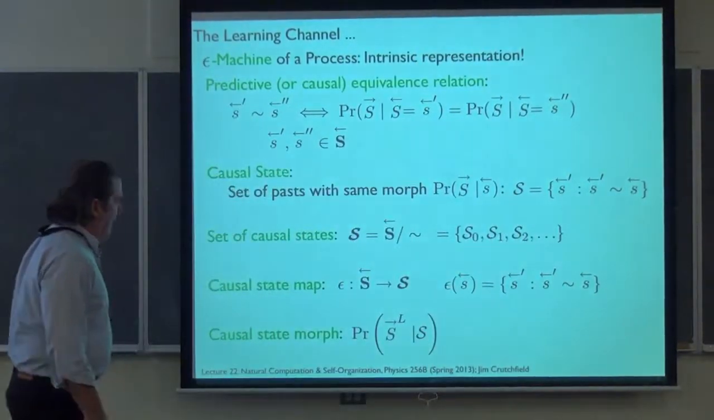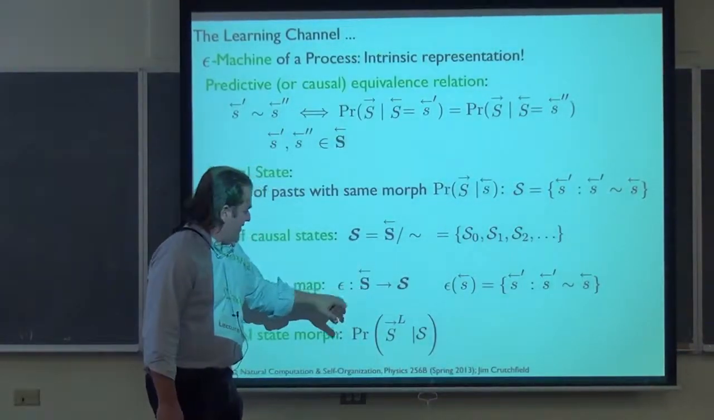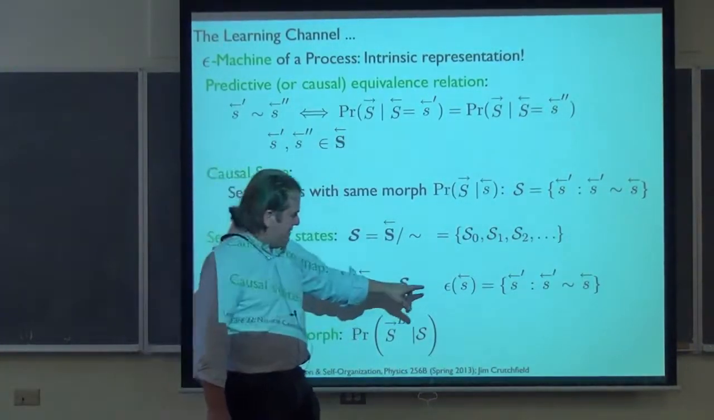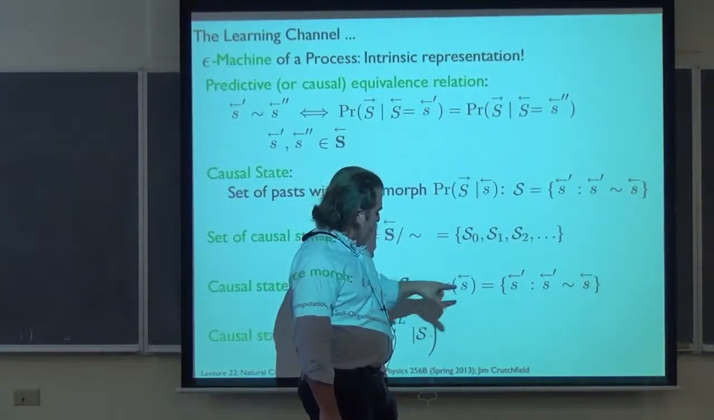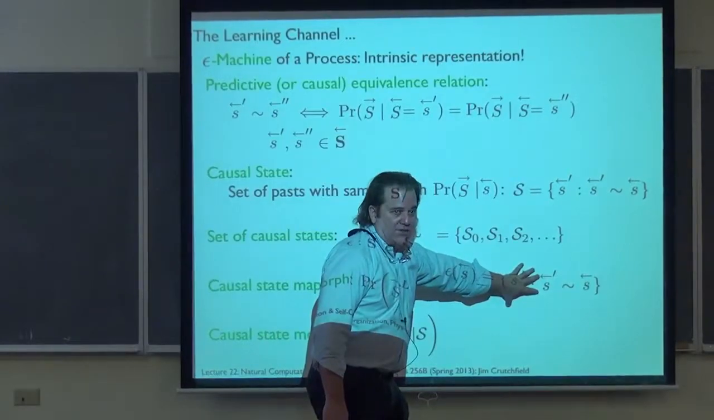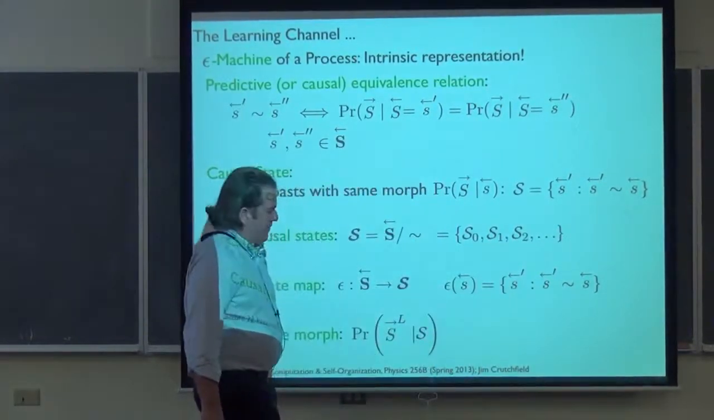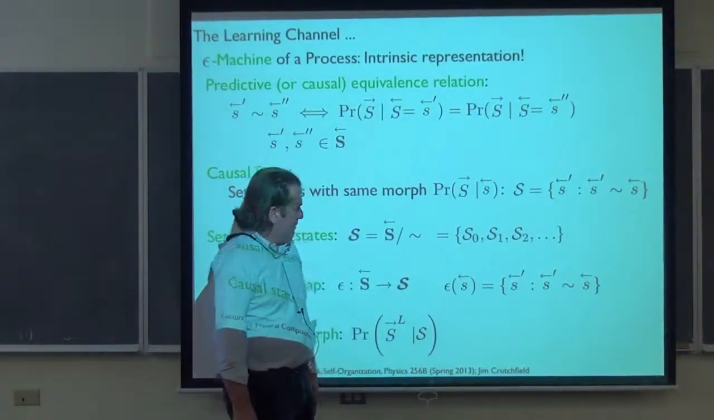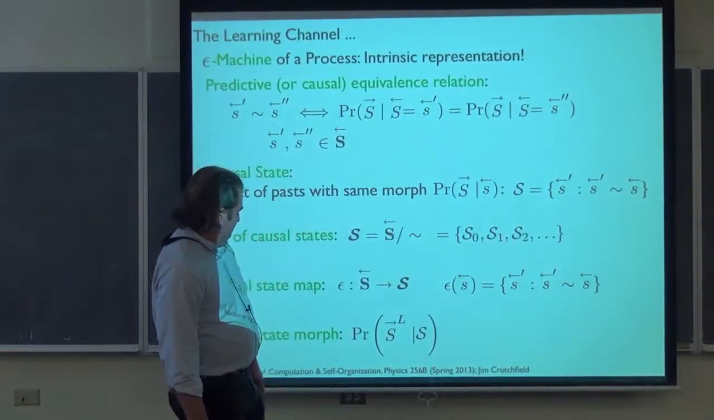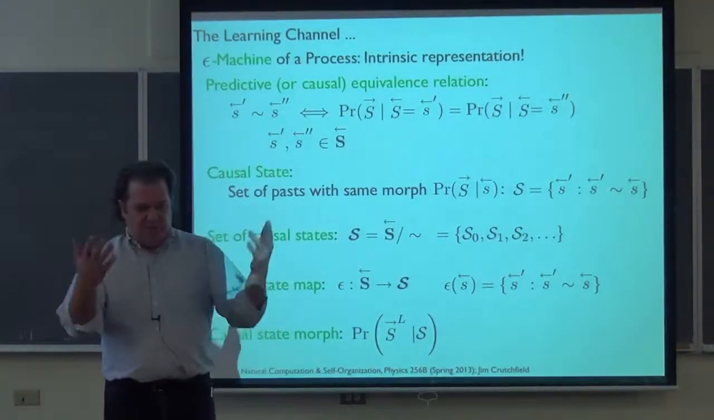There's another way to describe the induced partition over this space of pasts. That's with this epsilon map, and that's just a simple lookup function. When I plug in a particular history, it returns the set, or causal state, or if you like, the name, state 7. So we have a functional representation of this. And then, of course, attached to each state is some view of the future.